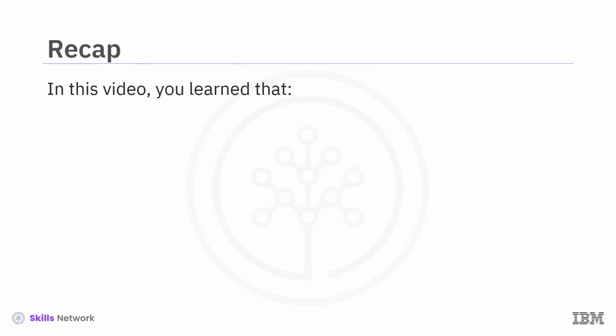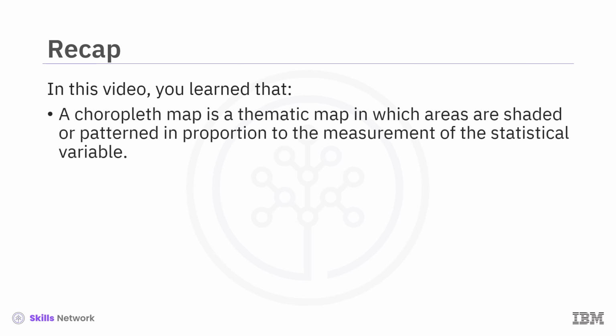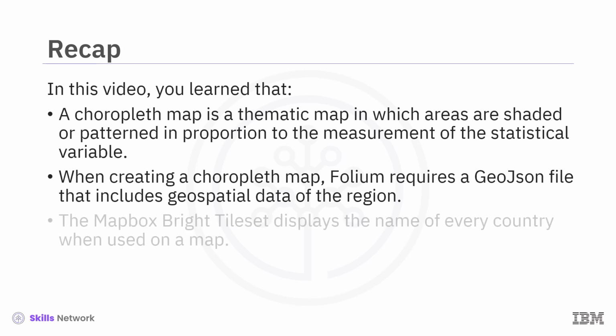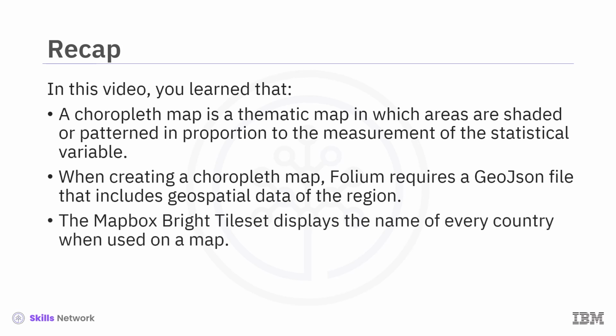In this video, you learned that a Choropleth map is a thematic map in which areas are shaded or patterned in proportion to the measurement of the statistical variable. When creating a Choropleth map, Folium requires a GeoJSON file that includes geospatial data of the region. The Mapbox Bright tile set displays the name of every country when used on a map.